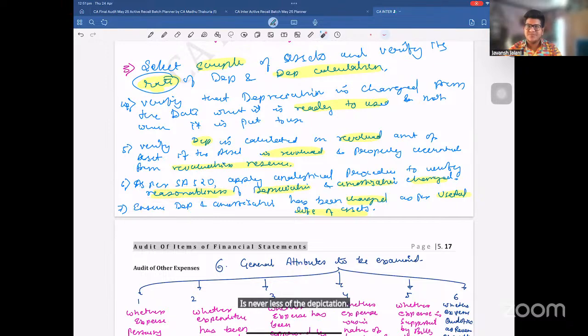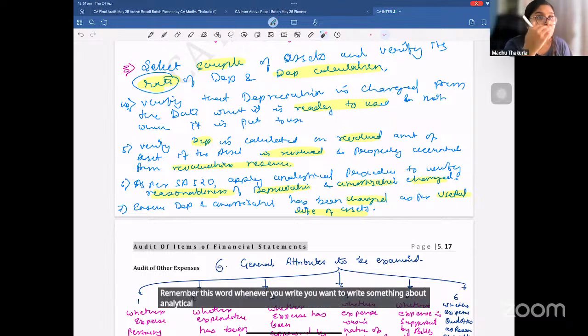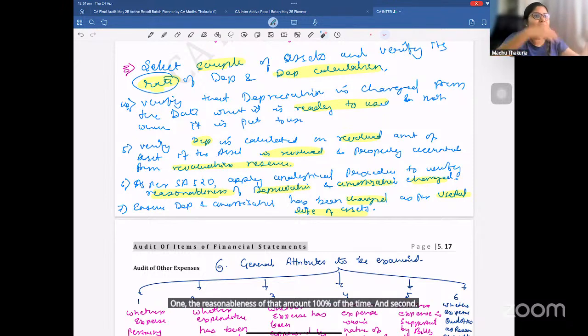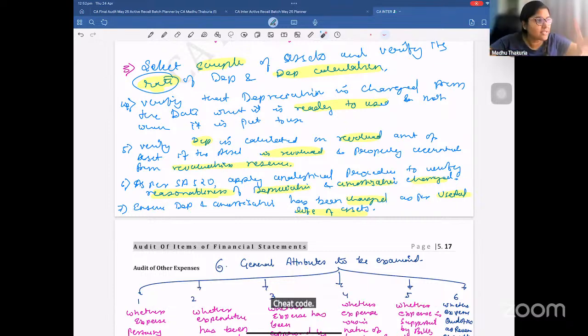Remember this word whenever you want to write something about analytical procedure and you are not able to understand what you have to write. Like for example, you are in an exam situation and suddenly you think, this is a chapter 5 item, I can put some analytical procedure. So whatever item is there, you can always put two sentences. One, the reasonableness of that amount, 100% of the time, and second, compare that amount with the previous year and with the industry figure. This is a cheat code, a common point. Got it, always remember that.